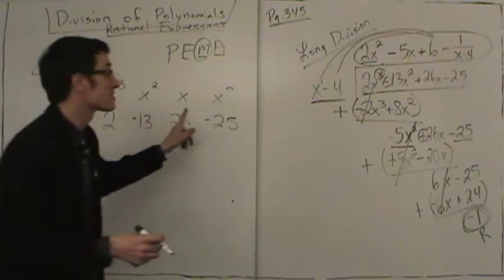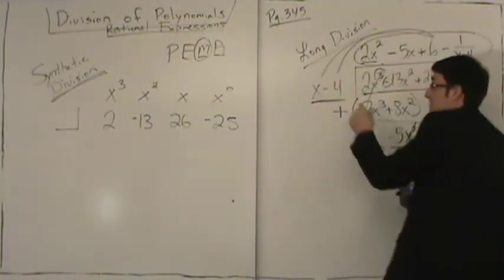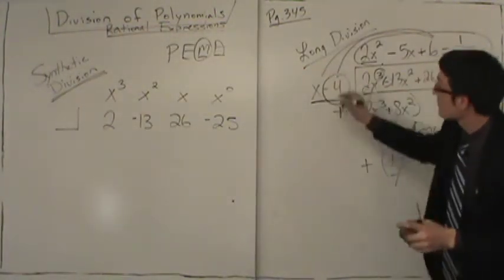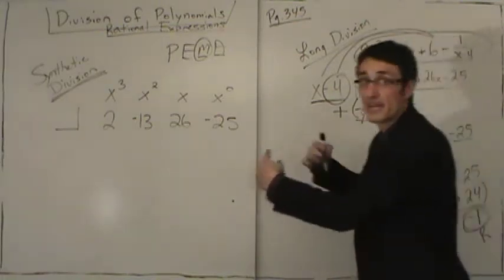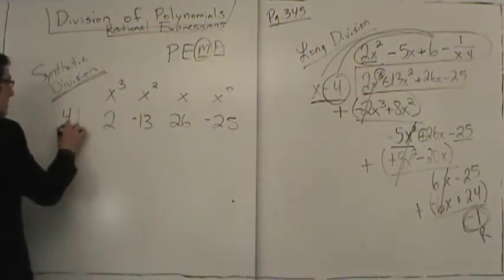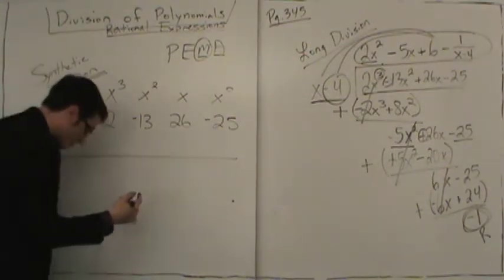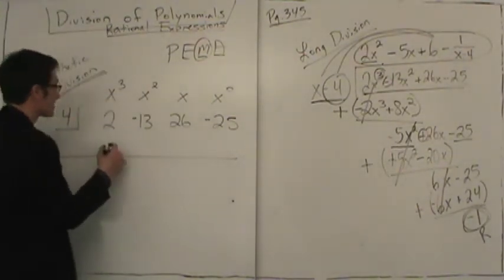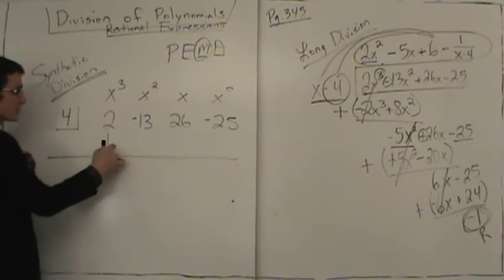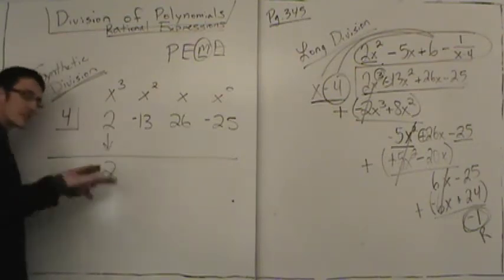And now put your little half box over here. Inside of this box goes the opposite of the number in the divisor. In the divisor, we have a negative 4. The opposite of negative 4 is positive 4. So we put a positive 4 in this box. And how do we start this process? This is what you must remember. In order to start this process, you have to start by bringing down the 2. Okay, so bring down the 2 first.